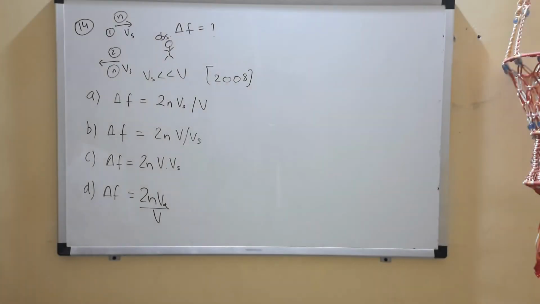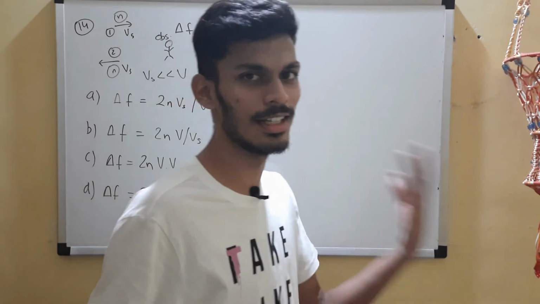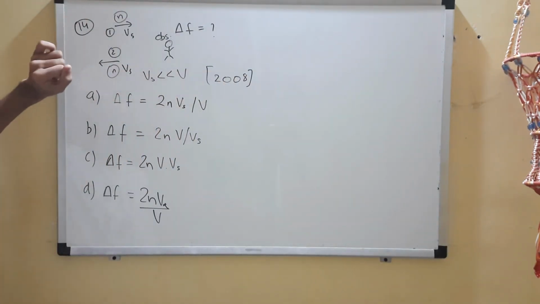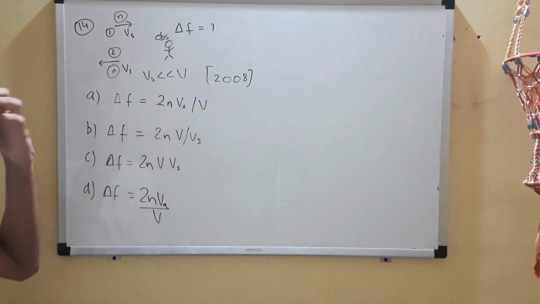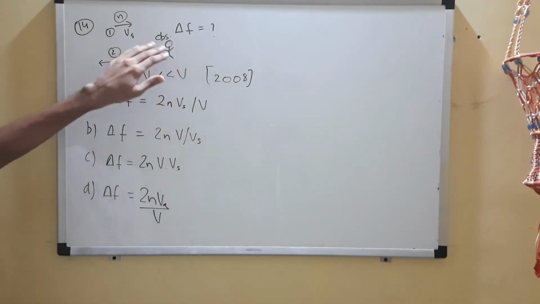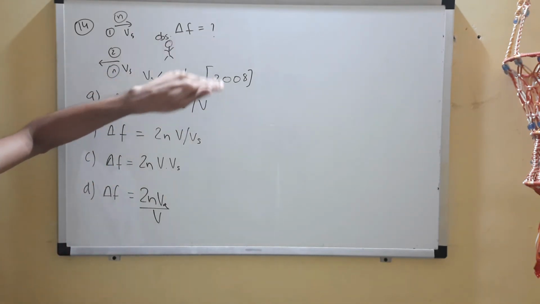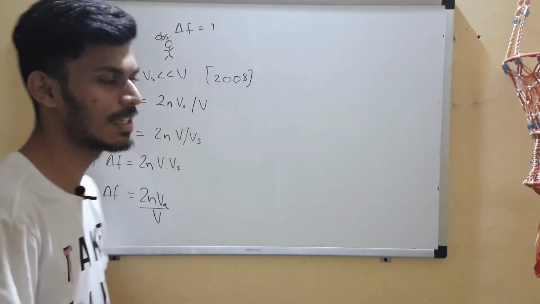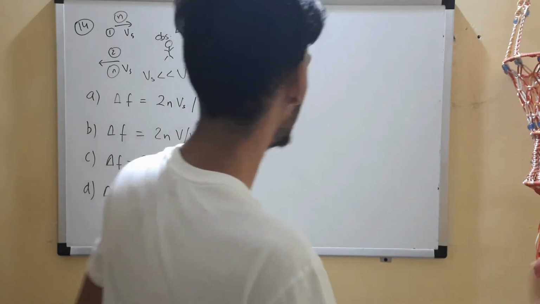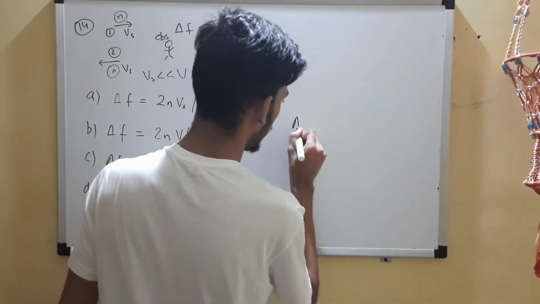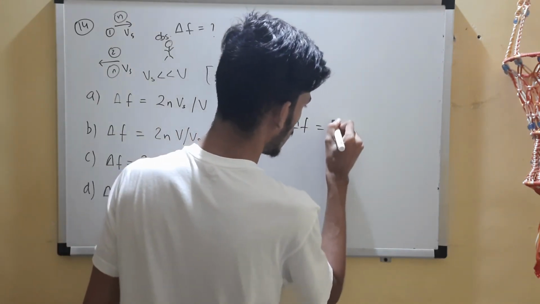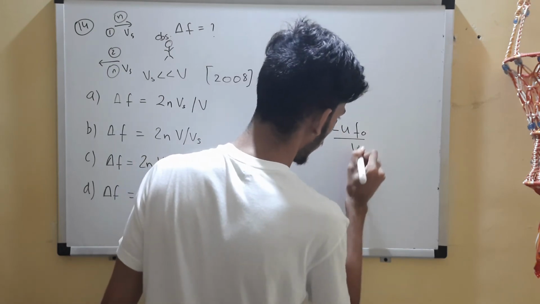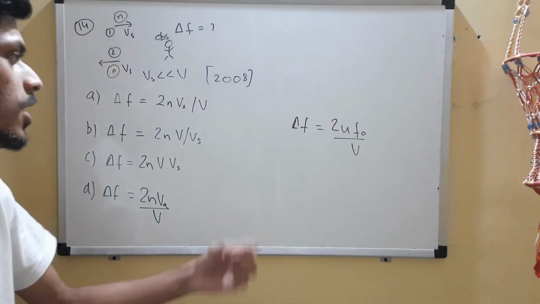So question 14 over here, if you look at it closely, it is just the Xerox copy of your previous question. Two tuning forks, same natural frequency, moving in opposite direction with the same velocity. The observer is stationary, and you are supposed to find that delta F. It is also given that Vs is very much less than V. We just learned the formula for delta F in the previous problem, which is 2u F naught by V. They have just changed the notation over here.